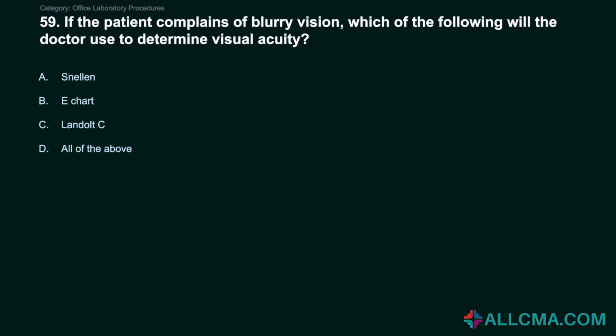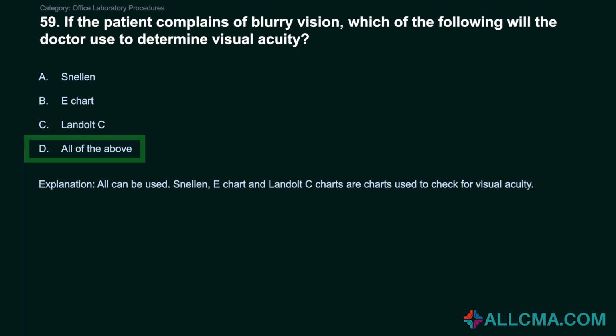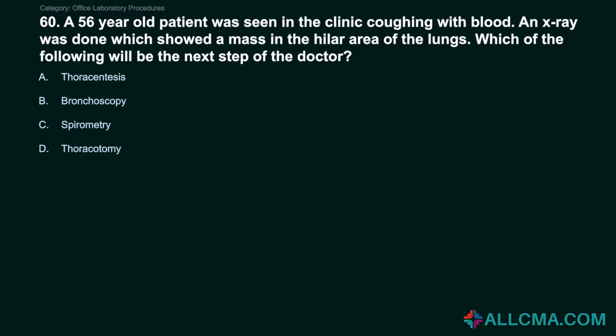59. If the patient complains of blurry vision, which of the following will the doctor use to determine visual acuity? A. Snellen. B. E-chart. C. Landolt C. D. All of the above. Correct answer, D. All of the above. All can be used. Snellen E-chart and Landolt C charts are charts used to check for visual acuity.